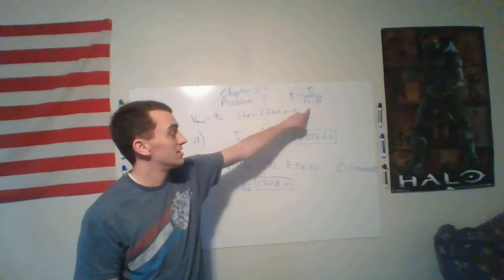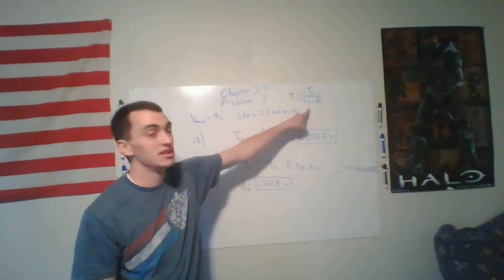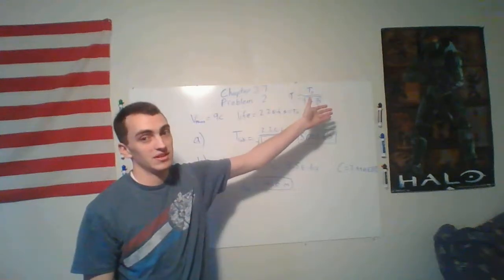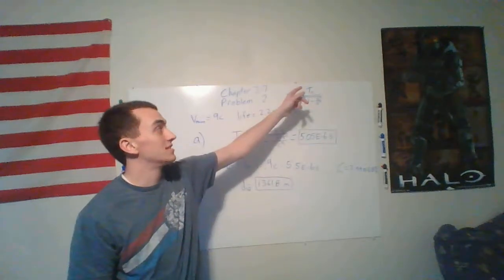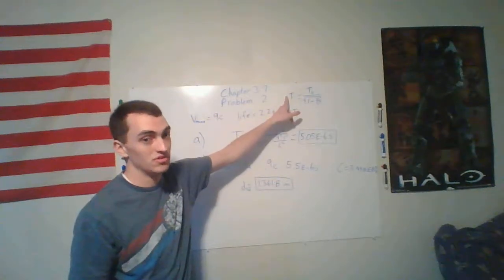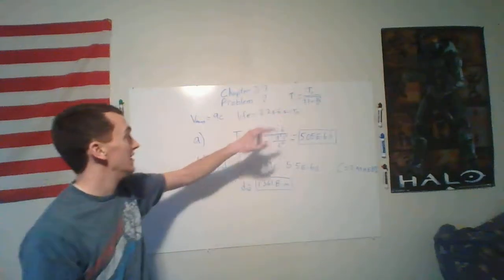We use our time dilation equation, t equals t naught over the square root of 1 minus u squared over c squared, c being the speed of light, t naught being the time the particle lasts in its own frame of reference, t being the laboratory's frame of reference, c being the speed of light.